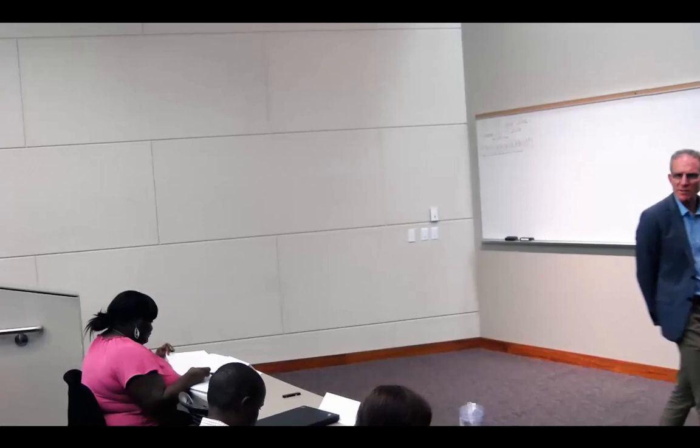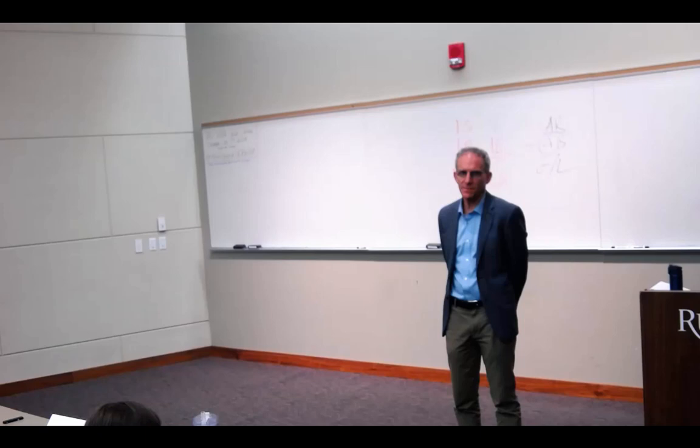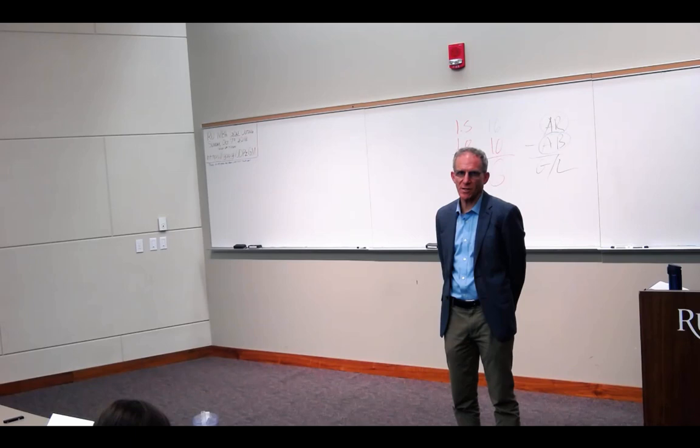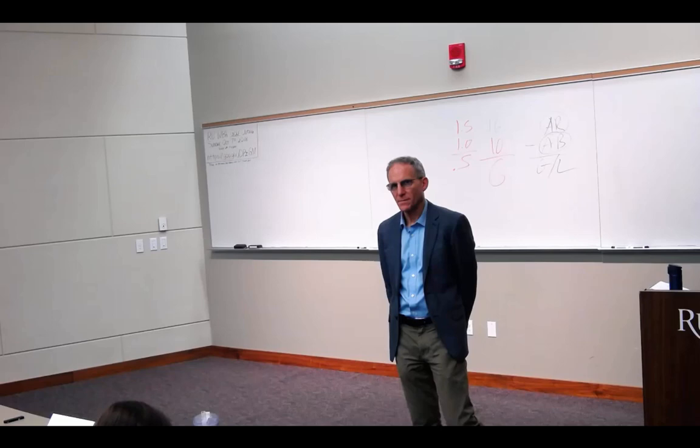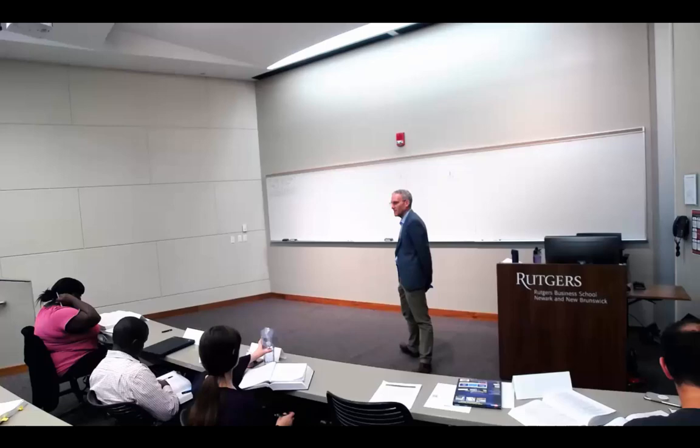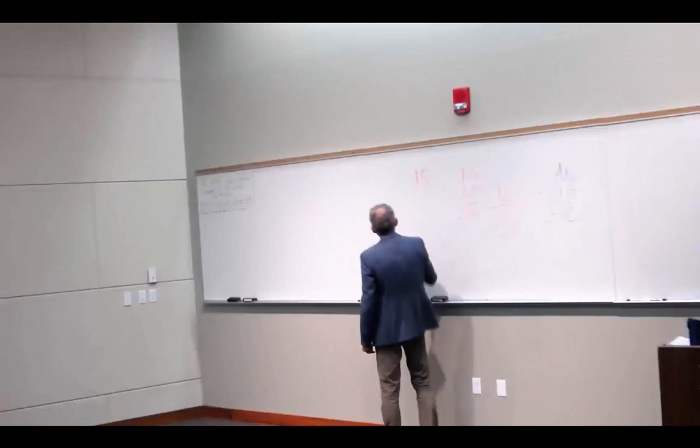Well, let's start with code section 1001, right? Section 1001 says the amount realized less adjusted basis. Now, what is the amount realized? Carla? $18,000. Everyone agree? Yes. That the amount realized here is $18,000.